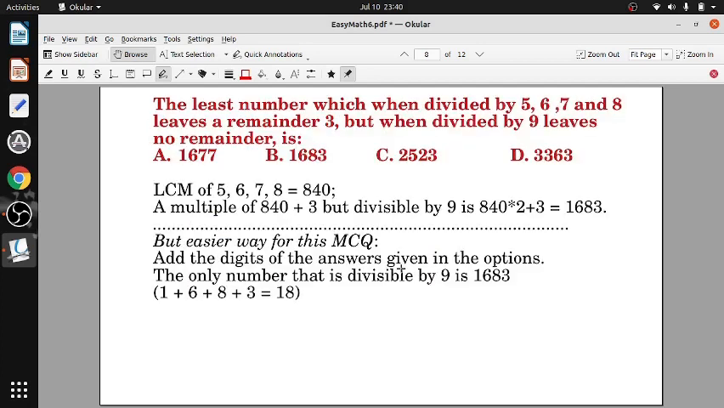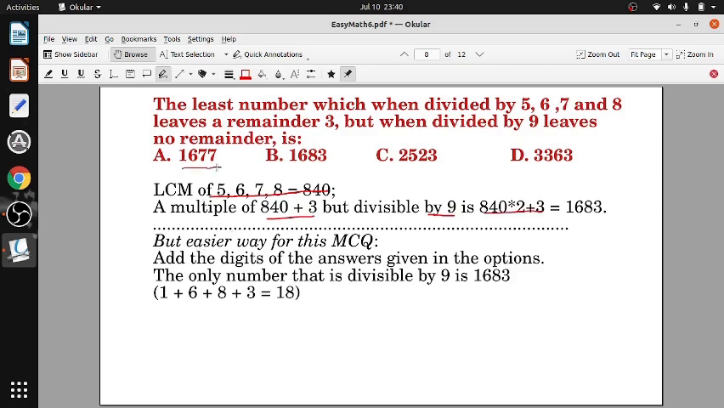The least number, which when divided by 5, 6, 7, 8, leaves a remainder 3, but when divided by 9, leaves no remainder. Now, ये तो हो सकता है. You find the LCM and add 3. Any multiple of 840, you add 3, but divisible by 9. So इसका एक ही मिलेगा option. But in this case, it is easier.